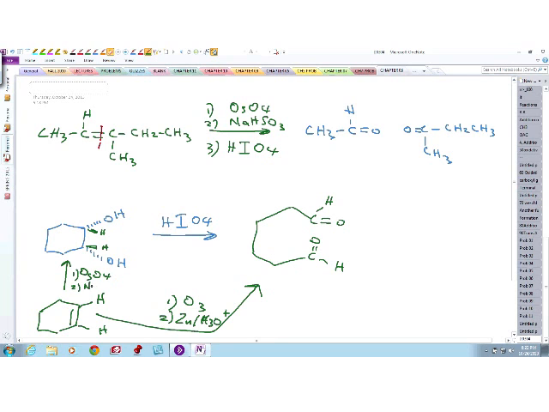osmium tetroxide, followed by sodium halogen sulfide. Okay, so in this case, this is a two-step process, whereas in the ozonolysis reaction, this is a one-step process right here. Okay, so let us go to another addition reaction. Let me go back here. You got this? Mm-hmm. Okay.